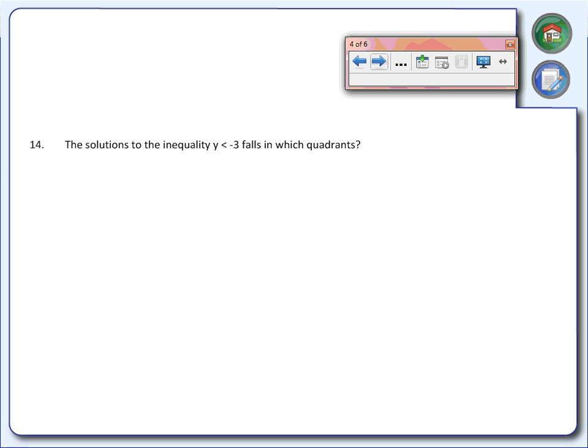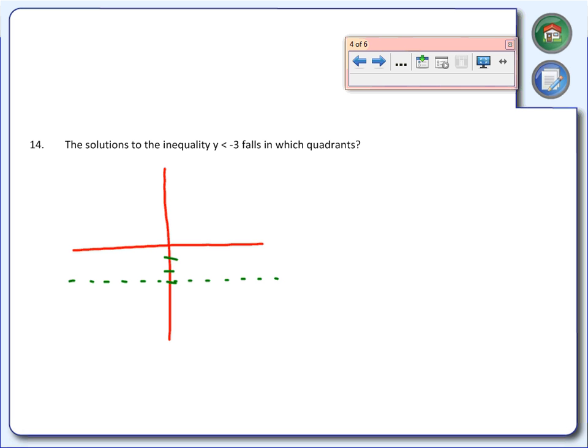All right, let's go to number 14. The solutions to the inequality y is less than negative 3 falls in which quadrant? Which quadrant? Well, let's take a look here. This is the graph. If I want to graph the inequality y is less than negative 3. Notice there's no x in that problem. And because there is no x in the problem, we're going to end up with a horizontal line. In this case, that horizontal line is going to go right through the negative 3. Notice there's no equal sign, which means my horizontal line is going to be a dotted line.